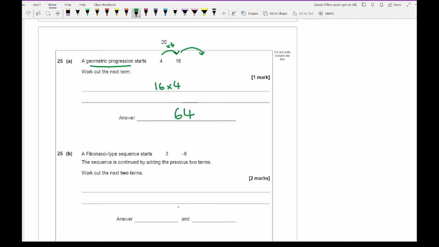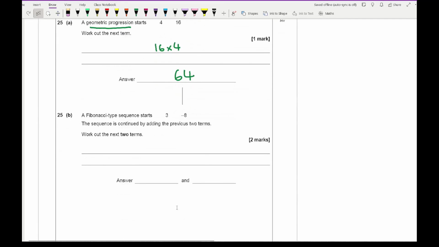Now the next term in terms of the Fibonacci sequence, this is where you are adding the previous two numbers to get the new number. So to get this next number, what I need to do is add 3 plus minus 8, and 3 plus minus 8 gives me minus 5. And then to work out the next number, so here if I just write minus 5, to find the next number I then need to add these two numbers together, so it's going to be minus 8 plus minus 5, which becomes minus 8 minus 5, which is minus 13.